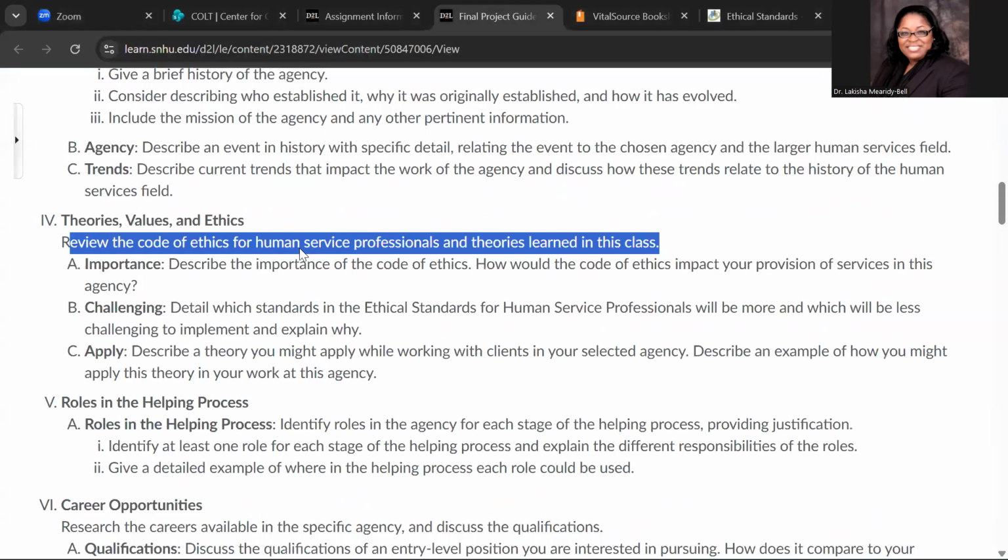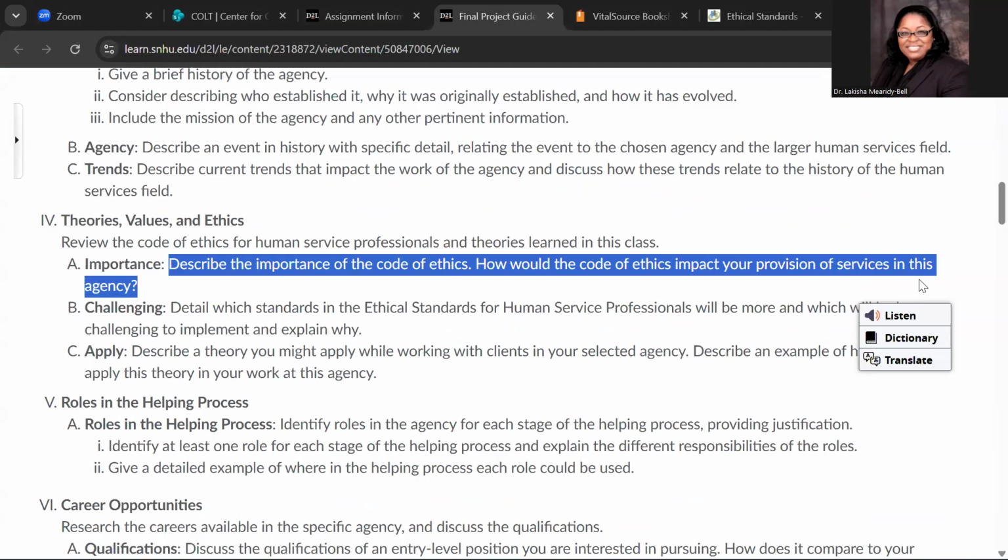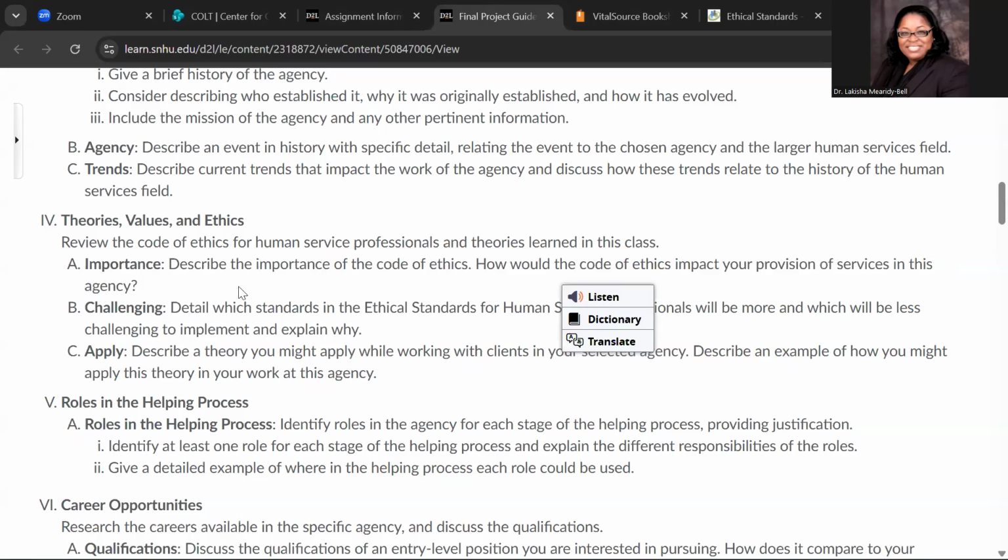All right. Also, describe the importance of the code of ethics. How would the code of ethics, and let me highlight this part right here, impact your provision of services in the agency? Like, how does the code of ethics bind you and ensure that the appropriate services based on your professional ethical standards are accurate? So look at your code of ethics, your standards, and talk a little bit about that. Remember to cite this information.